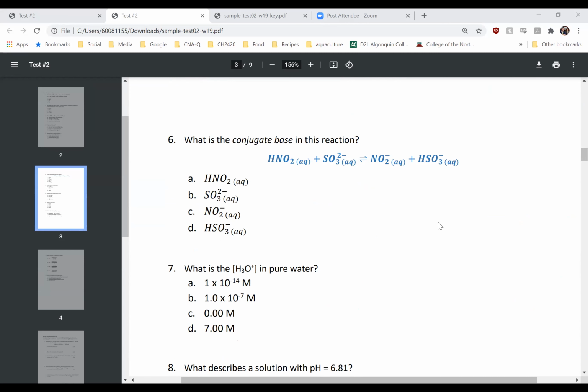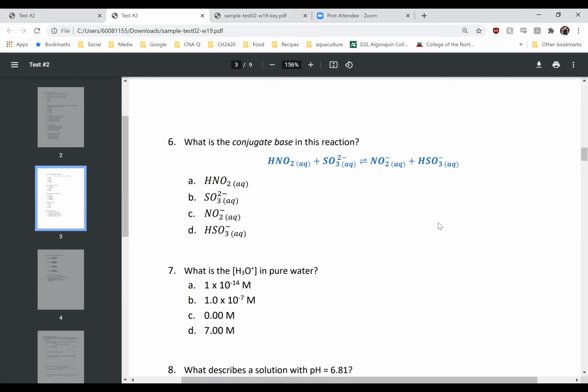base means. Conjugate, you can think of like its partner, its pair, and it's a base. So I'm looking for, like, split the chemical reaction in half.